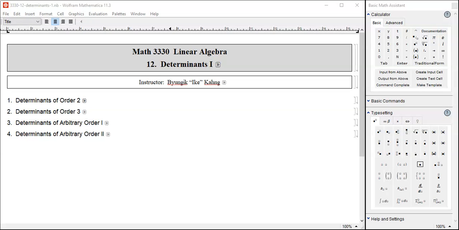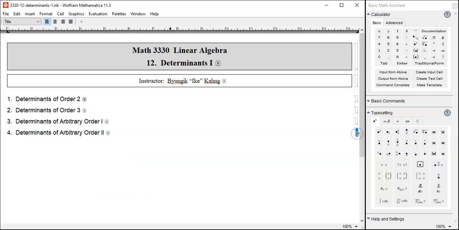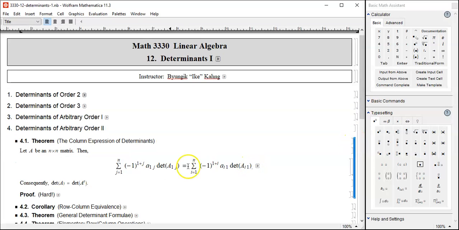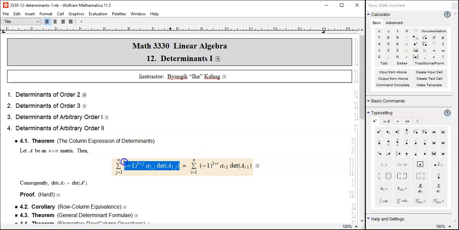Hello students, welcome back. Let's resume the proof of theorem 4.1. Theorem 4.1 is this: the equivalence between row expansion and the column expansion.